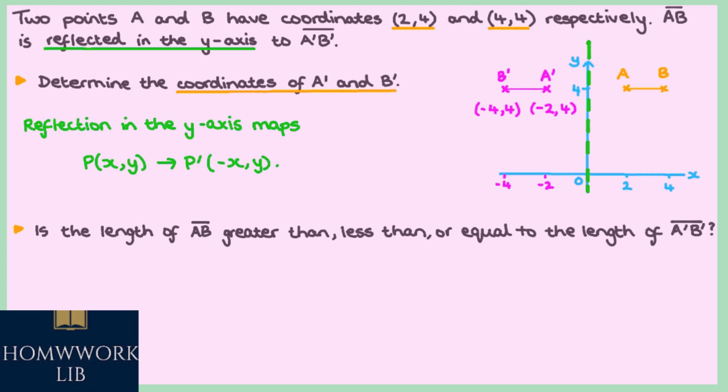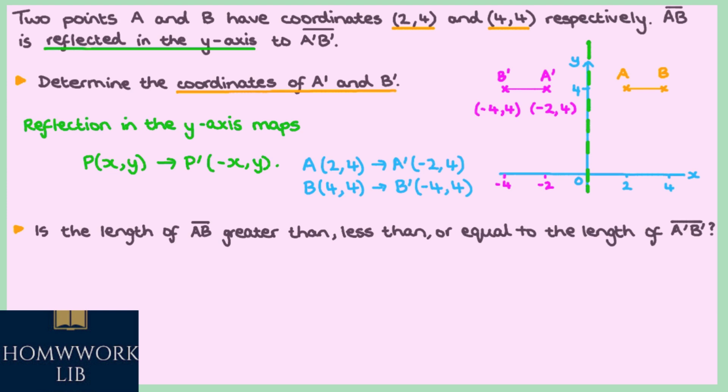We could also recall the general result that a reflection in the y-axis maps a point P with coordinates (x, y) to the point P' with coordinates (-x, y). The y-coordinate is unchanged, but the x-coordinate changes sign. Applying this mapping to points A and B confirms the coordinates of A' and B' as (-2, 4) and (-4, 4).